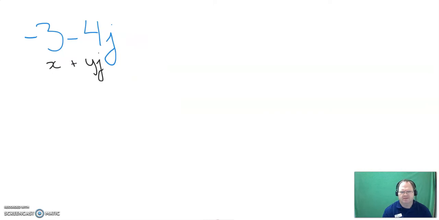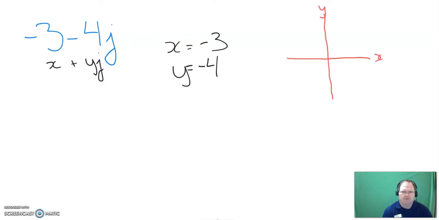So if we're given this example, -3 subtract 4j, the x would end up being the -3, and the y would end up being -4, based on the equation that we're given. Now we can sketch this. Typically we would go to the left 3, and we go down 4. So we would have that point, and we're just going to connect it to our origin, and now we have a right triangle.